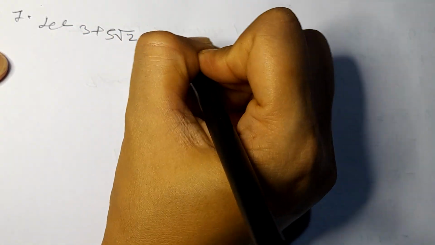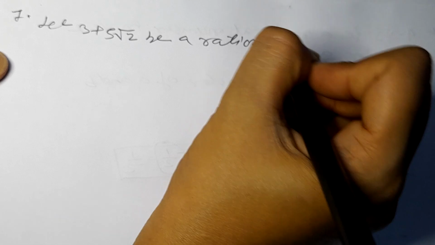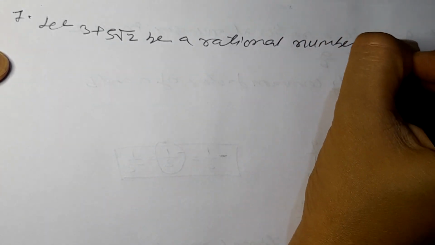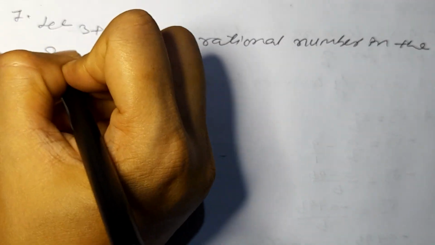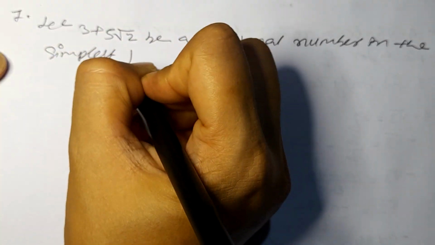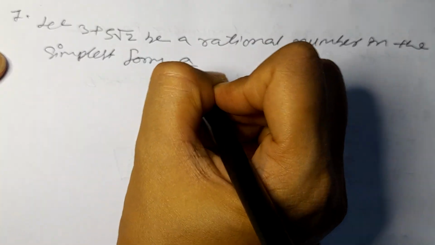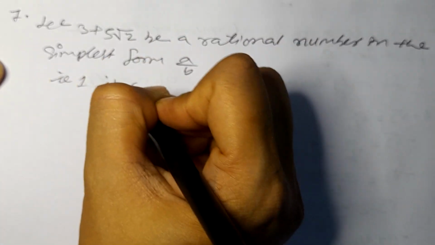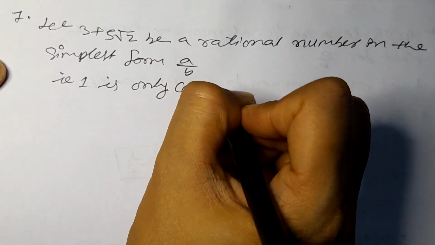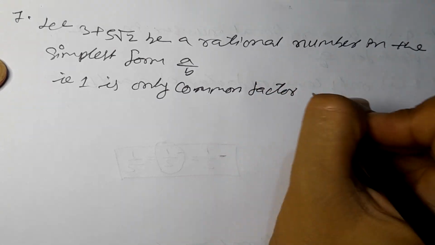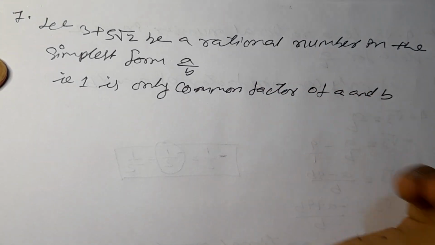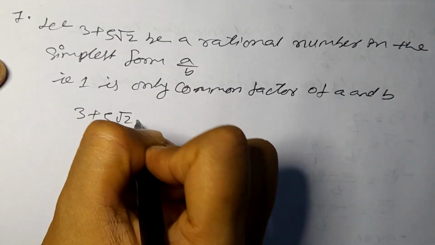Question number 7. Let 3 plus 5 root 2 be a rational number in the simplest form, a divided by b, that is, 1 is the only common factor of a and b. So 3 plus 5 root 2 is equal to a by b.